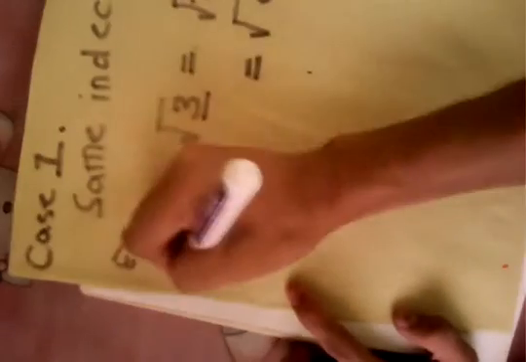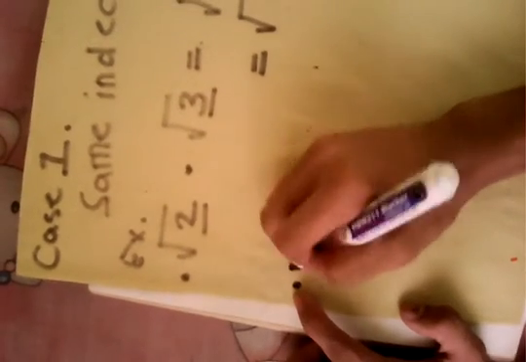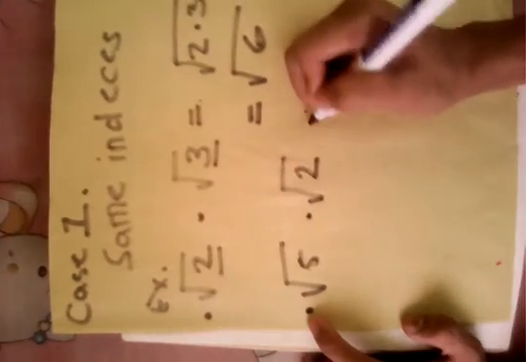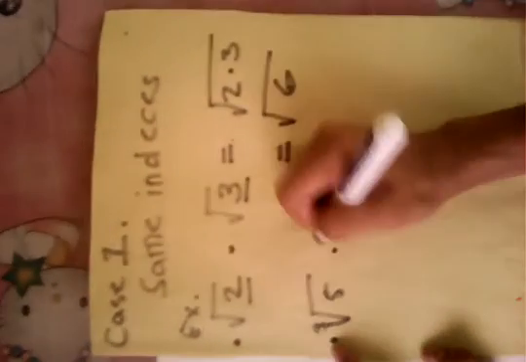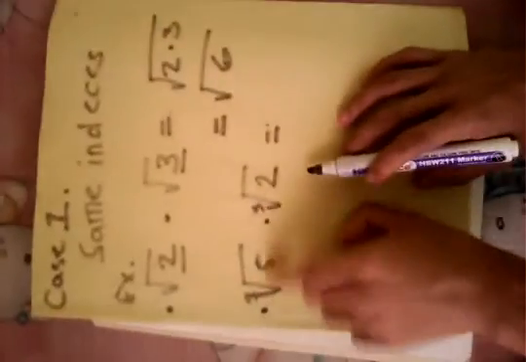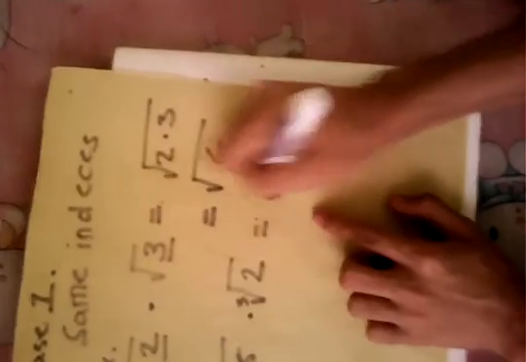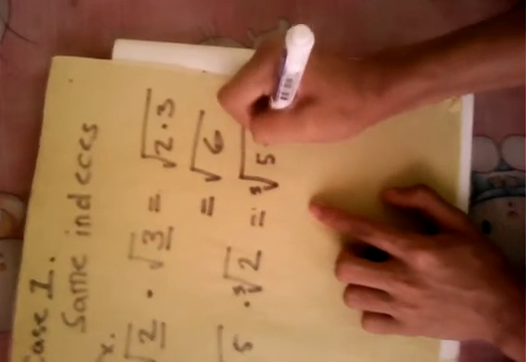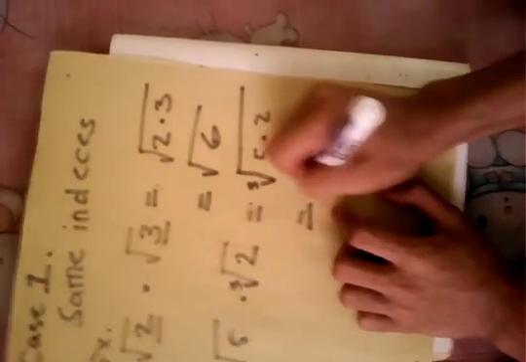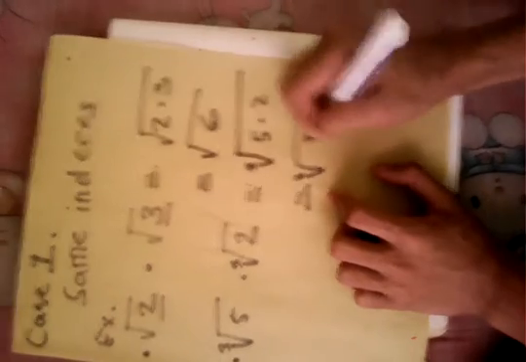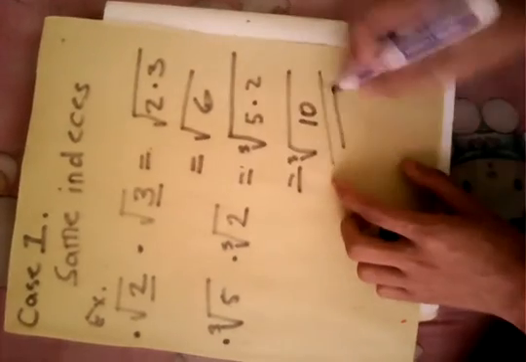Next example. Cube root of 5 times cube root of 2. Since it has the same indexes, just copy the indexes and multiply the radicands. So 5 times 2. So what is the cube root of 5 times 2? It is cube root of 10. That is our answer. Now let's move to case 2.